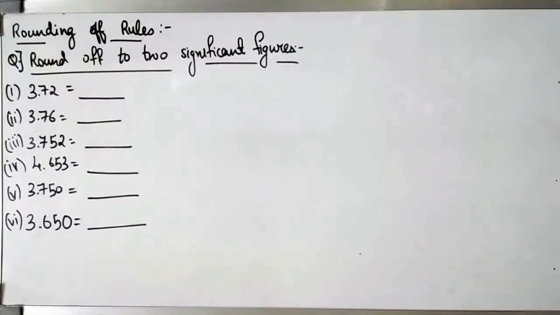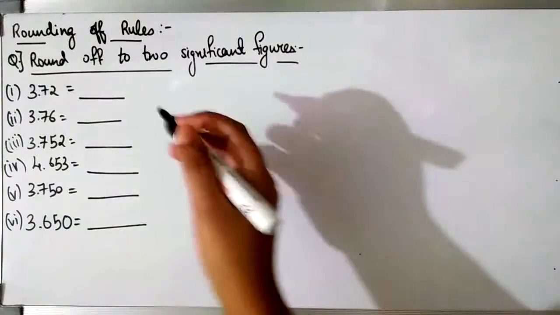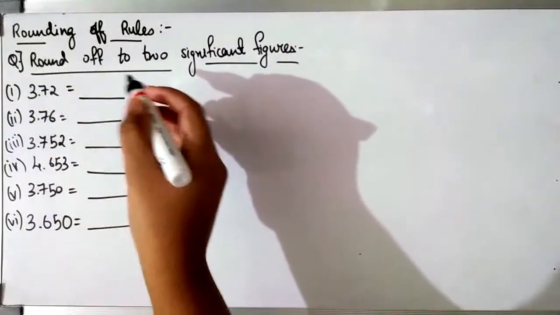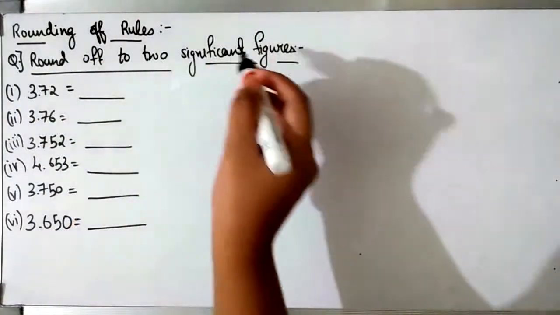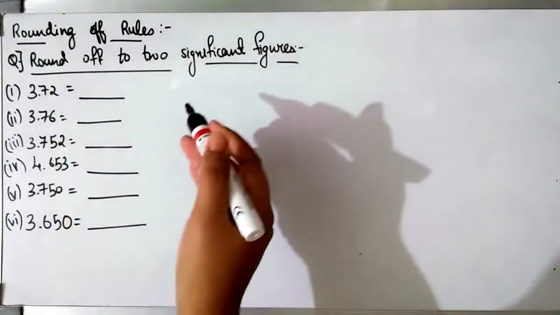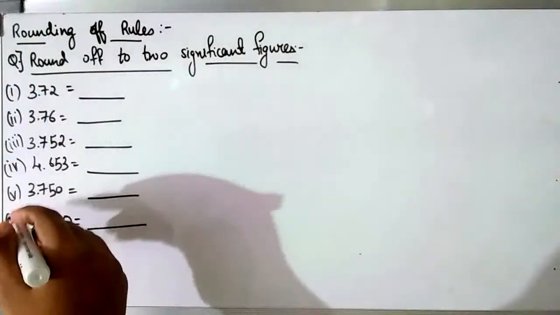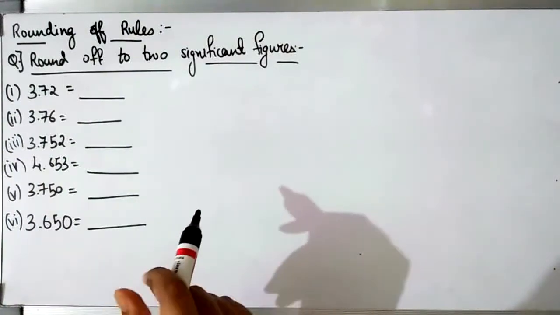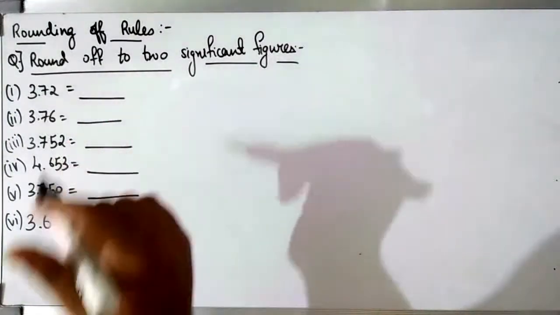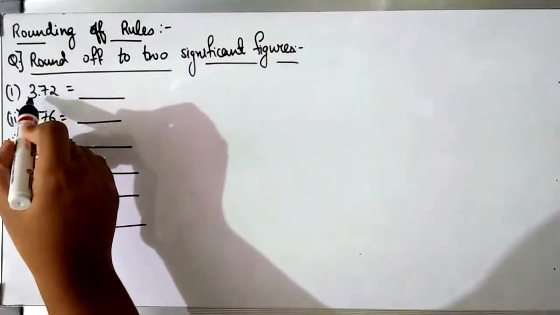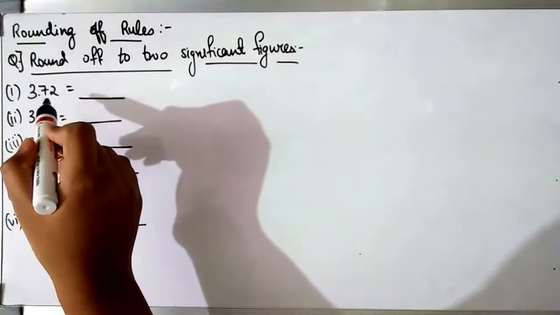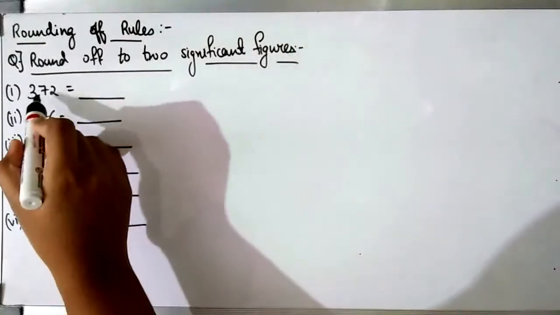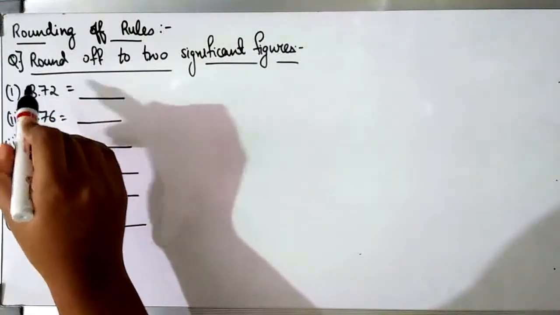Now I'm going to explain how to round off the numbers to the given significant figures. For example, over here in the question they say we need to round off the following numbers to 2 significant figures, that is only 2 numbers should be there: one, the absolute number before the decimal, and one number after the decimal. Only 2 numbers should be there. So with this I'm going to explain the rules also. First one, they have given you 3.72. Now we need to round off this to 2 significant figures, that is only 2 numbers should be there.